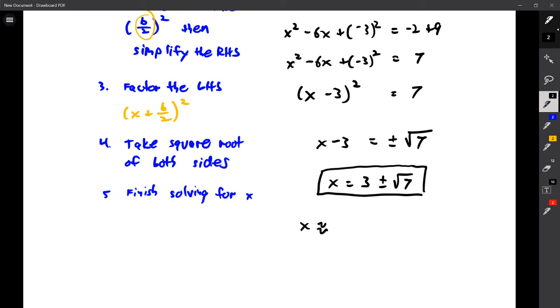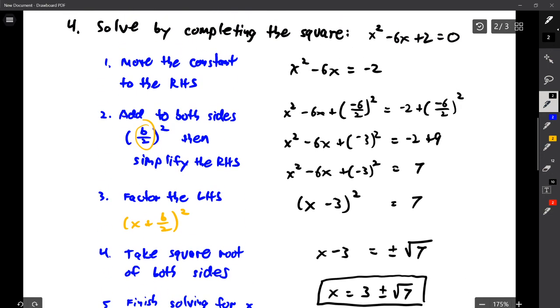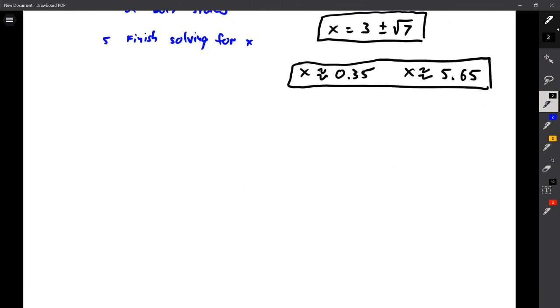So if we did on my calculator 3 minus the square root of 7, I get approximately 0.35. And then if I do the 3 plus root 7, I get x is approximately 5.65. So those are my two approximations. Okay? That is that problem. That's number 4. And then number 5, yeah, I think I have enough space here.